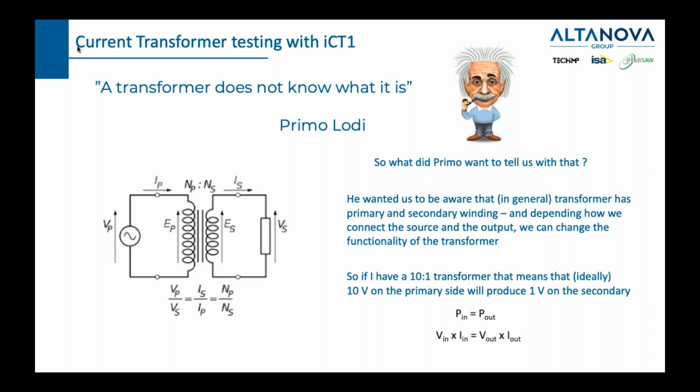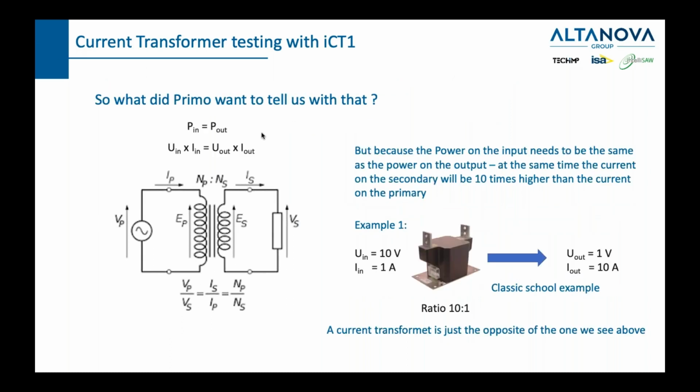So we will see in the next slide that since the power needs to be always the same on the primary and on the secondary side, of course, we need to take into consideration that there are some losses, but for the sake of explanation, we will for now neglect them. We can then write it as a multiplication of input voltage and input current equals output voltage and output current. So if we have a 10-to-1 transformer, like we mentioned before, that means that if we have 10 volts in the primary, as you can see in example 1, we will have 1 volt on the secondary.